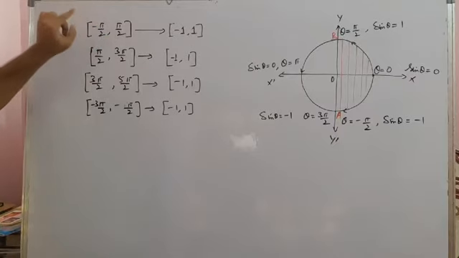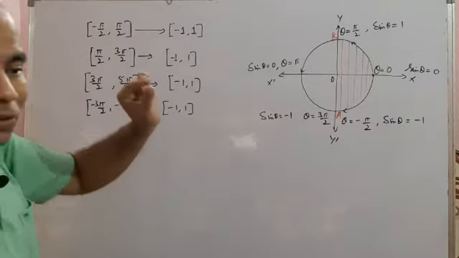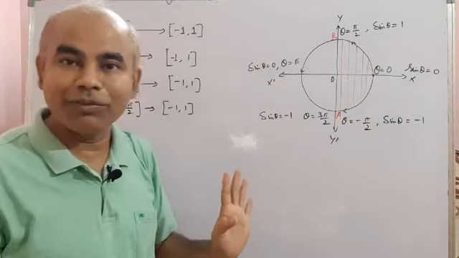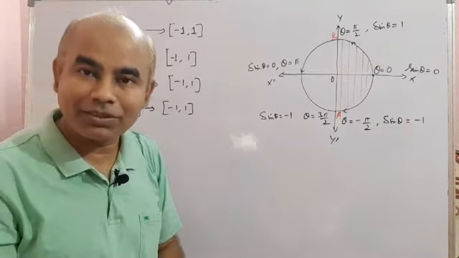So the numerically small value of theta will get in this interval. That means when theta is between minus pi by 2 to plus pi by 2, those are the numerically small value of theta. Okay, clear up to this one?